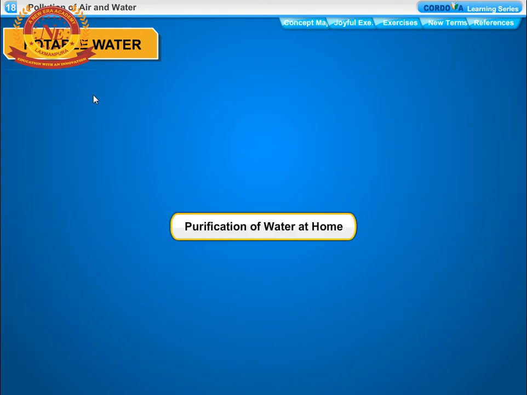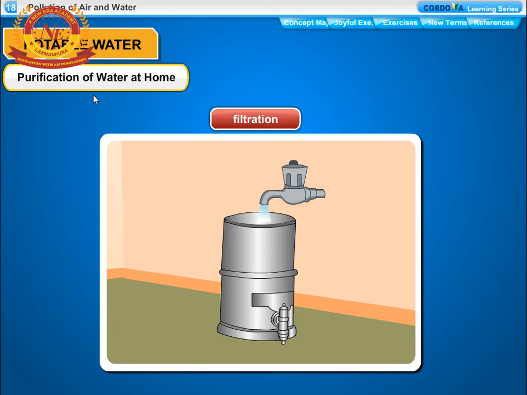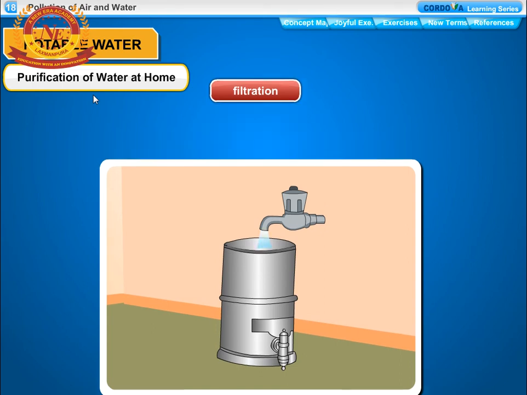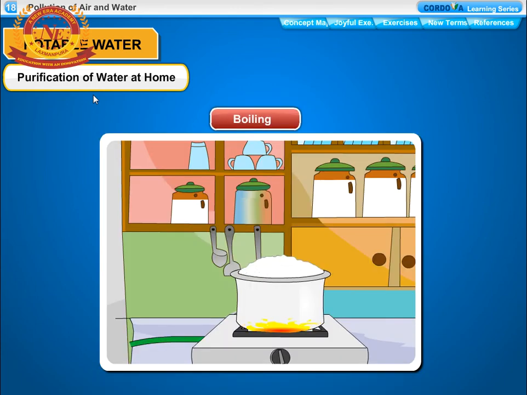Purification of water at home. Filtration. Any suspended impurities in the water can be removed by filtering water through a fine muslin cloth. Candle filters are used for filtration. Boiling. The filtered water can be made germ-free by boiling it for 10 to 15 minutes and cooling it before use. High temperature kills germs.